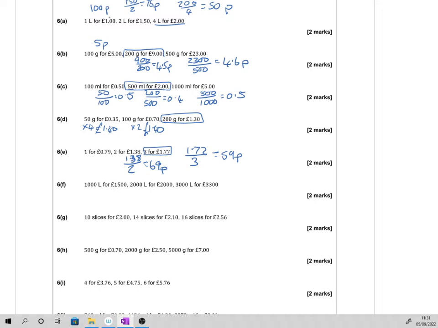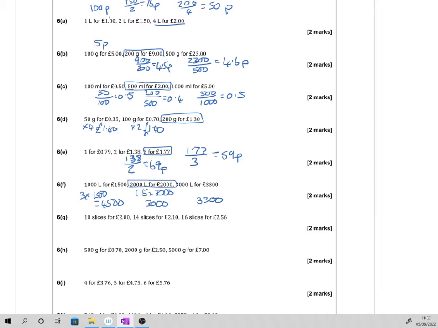Right, 1,000 litres for 1,500, 2,000, 3,000. So I'm going to multiply everything till I get 3,000. 3 times 1,500 equals 4,500. I'm going to do 1.5 times 2,000, which is 3,000, and that is 3,300. So the best one is this.